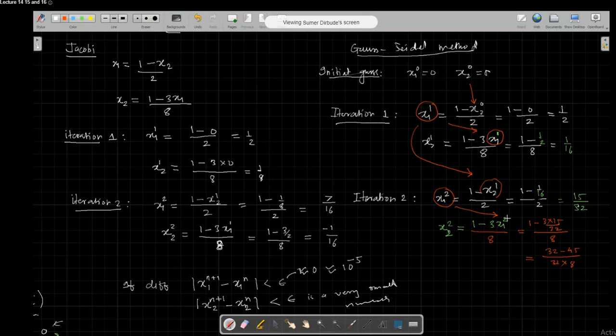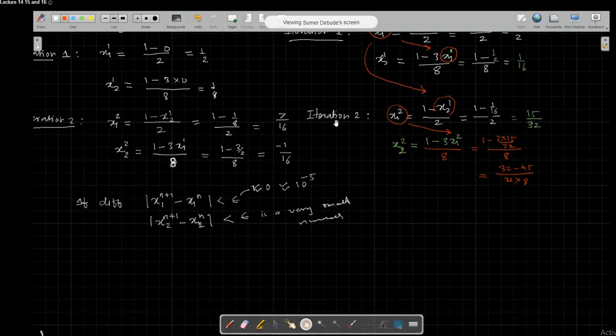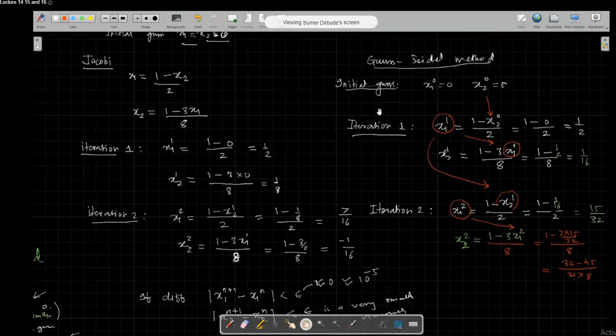So we see that we are getting different results, and then we again cross check by using this whether we got convergence, and that iteration moment we stop. So if the difference of this is very small, then we stop.